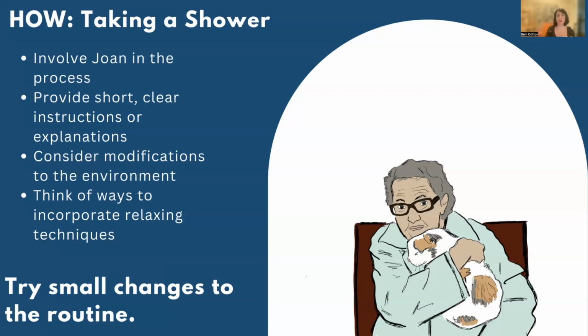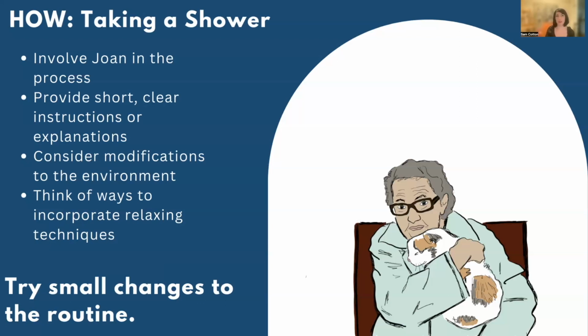Really create short, clear instructions or explanations about what to expect. Even if you're having to do that every time, because we have to operate under the assumption that the person's not going to necessarily remember from one shower to the next what the steps are. The routine should really be that every time you're explaining, okay, we're going to do this first. Now we're going to do this. And keep it very short, keep it very clear, and don't give them a bunch of instructions all at once, because that can be overwhelming.